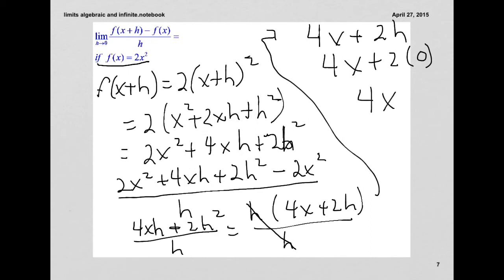So now I know the limit as h approaches 0 of f of x plus h minus f of x all over h is equal to 4x.